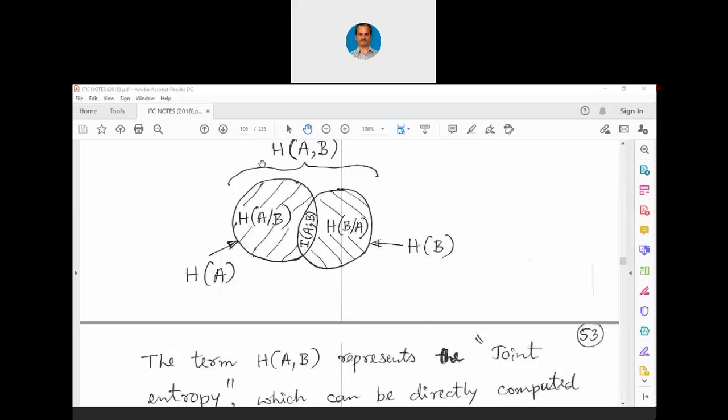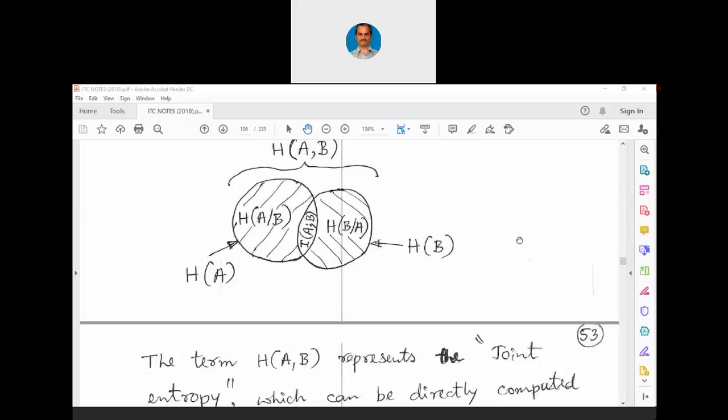That way, the total entropy H(A,B) is called the joint entropy, and when the circles merge with each other, that merged or overlapping portion is called mutual information, and that is given the symbol I(A;B). Now the remaining portion of the circle where there is no overlapping is called equivocation, also called conditional entropy.